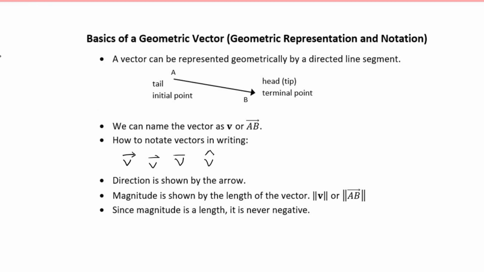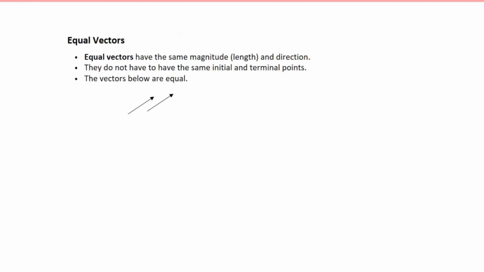The magnitude of the vector is the length of the vector. For the notation, there are 2 vertical lines on either side of your notation for the vector. Since magnitude is a length, it is never negative. Equal vectors have the same magnitude, or the same length, and direction. They do not have the same initial and terminal points. And we see an example of equal vectors here.